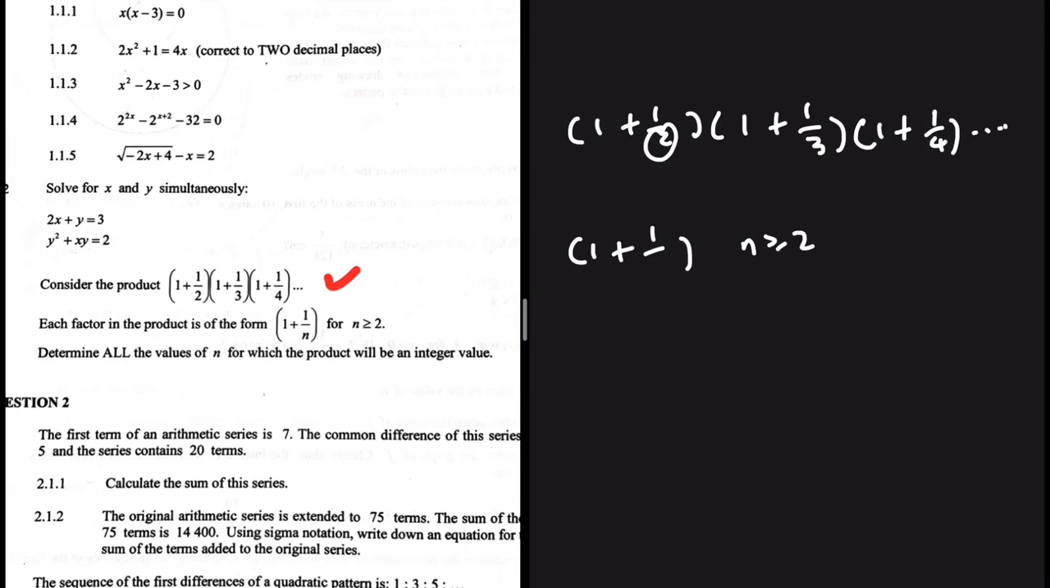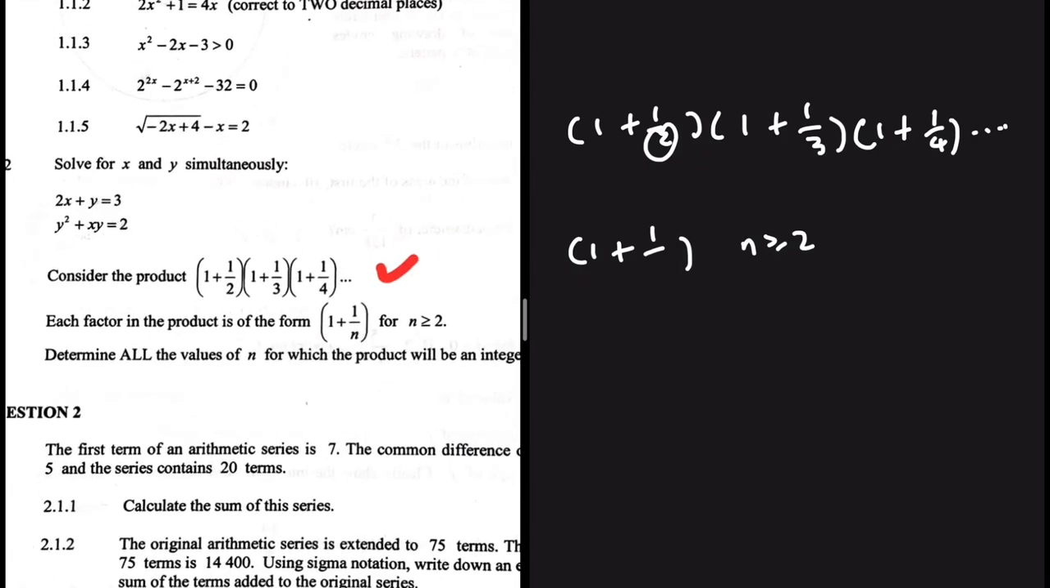And then the question is saying determine all the values of n for which the product will be an integer value. So this product is very hard to digest, but we can change it a bit. Let me show you in what way we can change it.